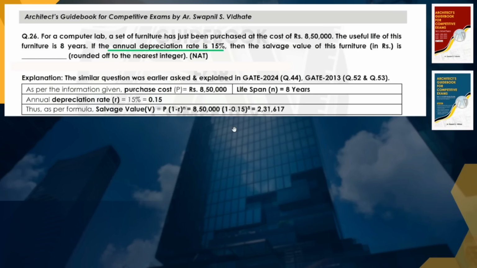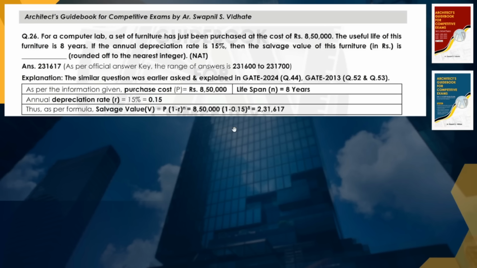You just need to put the values provided in the question in this formula. So it will be 8,50,000 multiplied by (1 minus 0.15, that is the value of R) raised to 8. 8 is the lifespan. You can use your scientific calculator in the GATE exam, and you can find the value, which will be equal to 2,31,617. So this value you can put in your final answer.